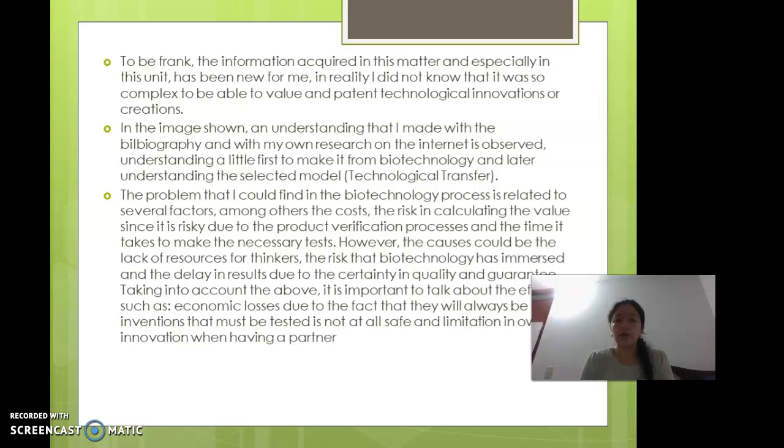Taking into account the above, it is important to talk about the effects: economic loss by default, an invention that must be tested is not at all safe, and limitation in our innovation when having a partner.